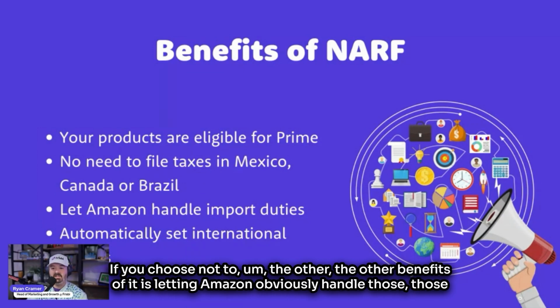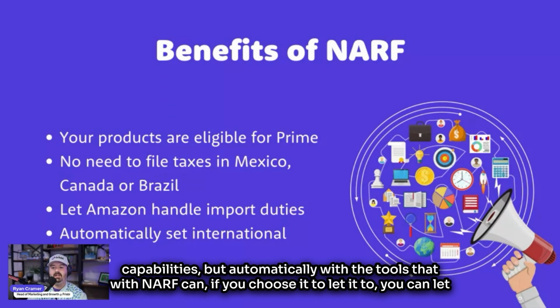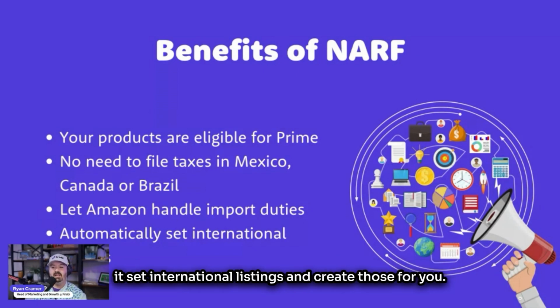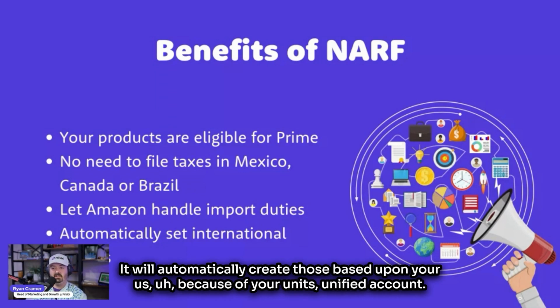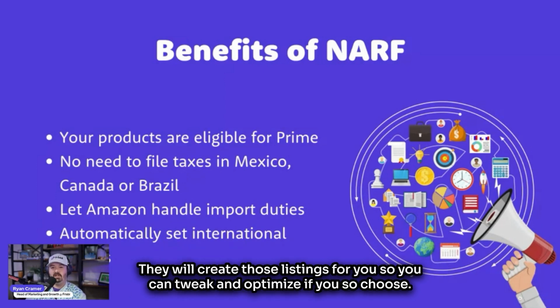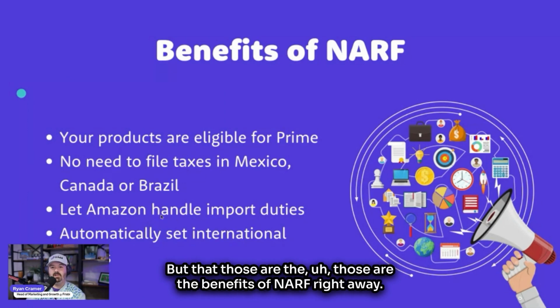The other benefit is letting Amazon handle those capabilities. With the tools in NARF, if you choose to, you can let it set up international listings and create those for you. You don't have to do translations; it will automatically create those based upon your US unified account. They will create those listings for you, so you can tweak and optimize if you so choose. But those are the benefits of NARF right away.